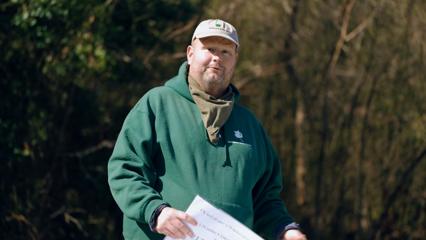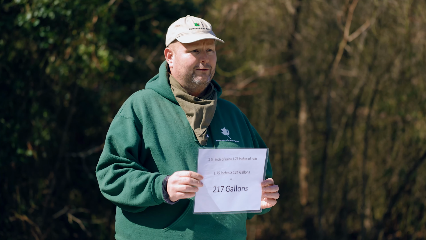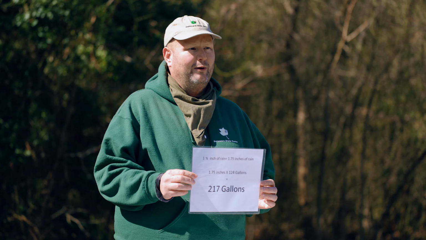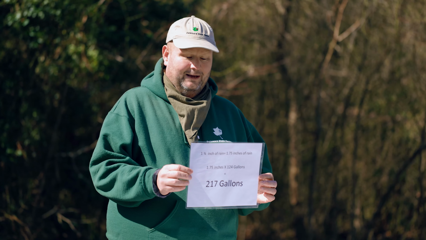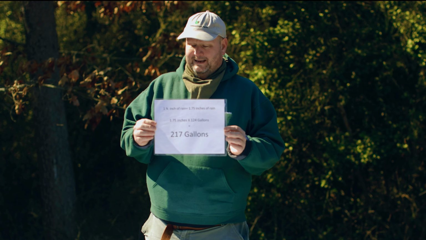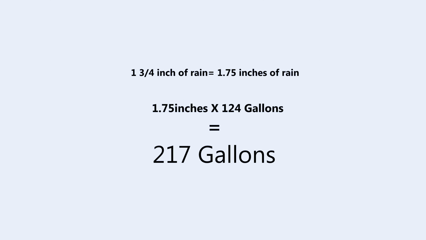If we got a lot of rain and we got 1 3/4 inches of rain, well, that's the same as 1.75 inches of rain. So what we would do is multiply that 124 gallons times 1.75, and it would give us 217 gallons of rainwater falling on the parking space with 1 3/4 inches of rain.